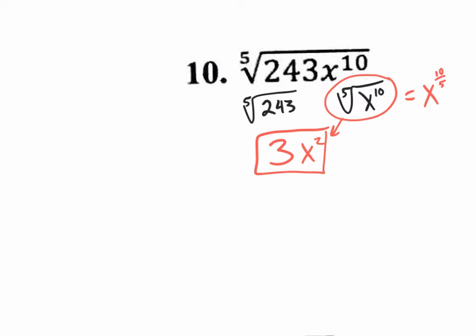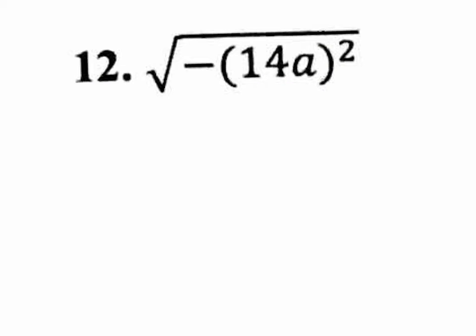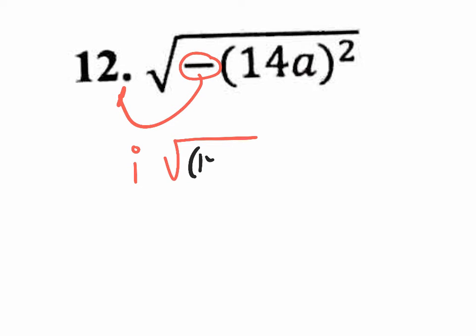Let's jump to number 12. On number 12, this is a square root, which means you cannot have a negative in there, right? Whenever you have a square root of a negative, that ends up being an i, imaginary. So what you could do is just take this minus sign, move it out. It'll be an i on the outside. And what do you have left? You have the square root of 14a in parentheses squared.